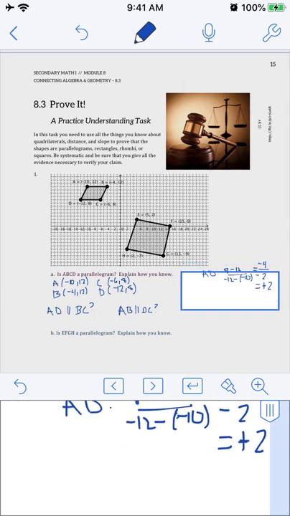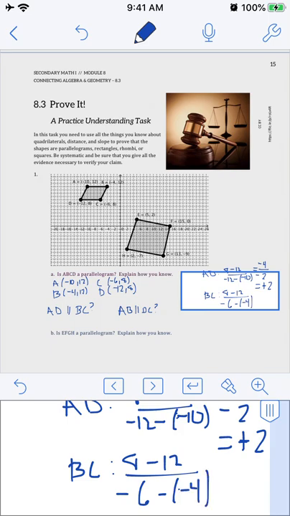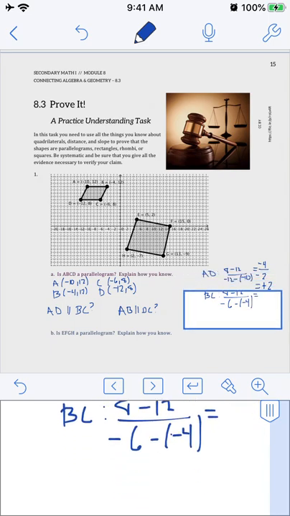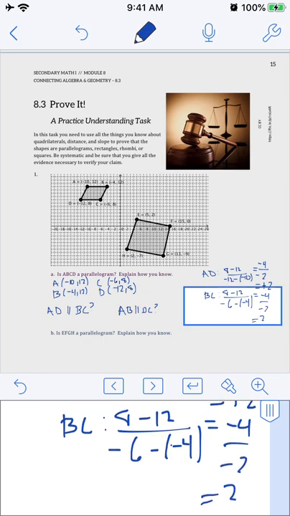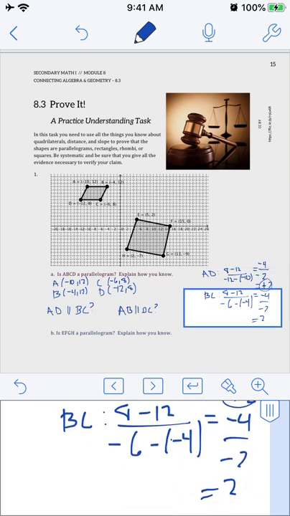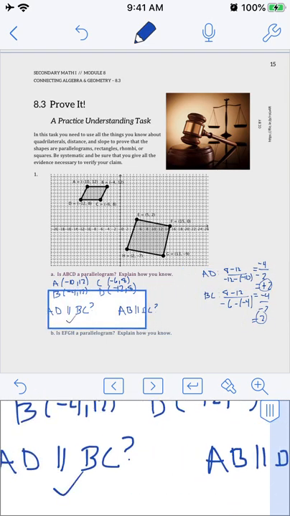Alright, so +2. And then we have BC, which would be 8 minus 12 over -6 minus -4. We get that same -4 over -2. And we get +2. And so we get the same slope, and they are indeed parallel on one side. Check there. You guys check out the other one. Are those parallel? Remember, you can't be parallelogram unless both sets are parallel. So, go ahead and figure that one out.